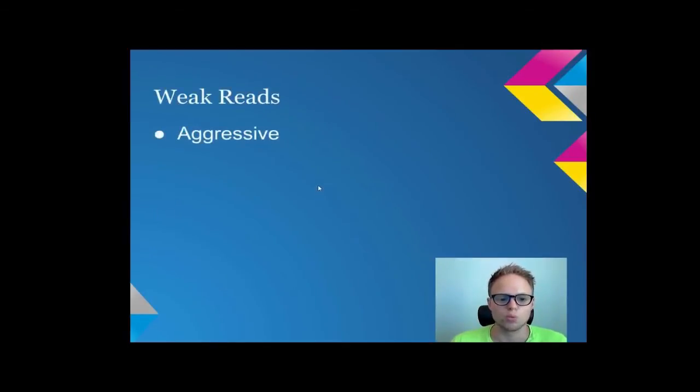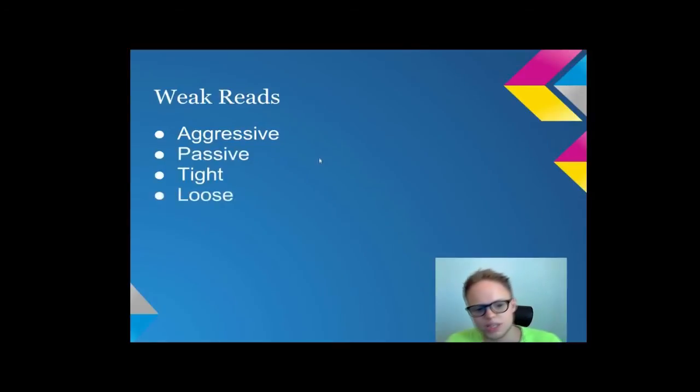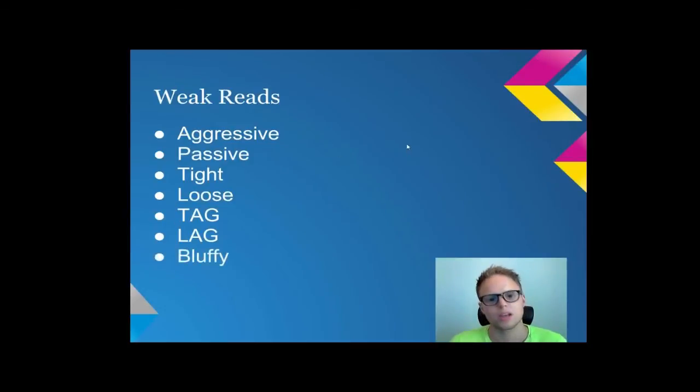So let's get into reads, and I want to talk about two different types of reads. The first one I call weak reads, and that is, you hear people say like, oh, I'm an aggressive player, or he's a passive player, I like to play against tight guys, loose guys, he's a TAG, he's a LAG, and he's bluffy. And all these reads are general reads, but they don't really mean anything.